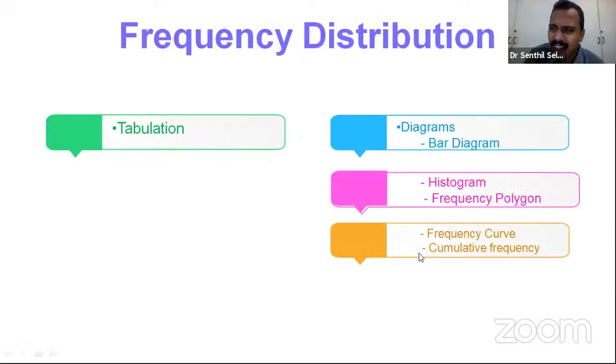And next, these are the terminologies used in frequency distribution. No need to describe each and everything, as the time is much limited to us. The tabulation, the bar diagram, the histogram, polygon, frequency curve, and cumulative frequency curve, everything comes under frequency distribution.